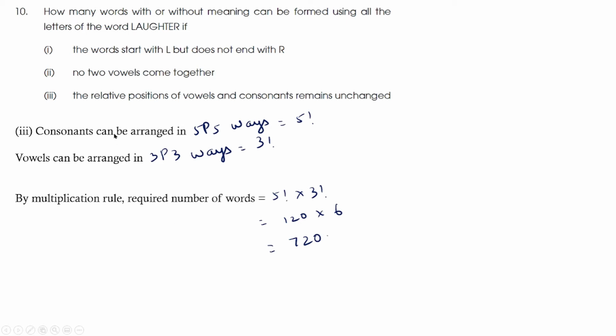So the number of words that can be formed using the letters of this word when the relative positions of vowels and consonants remain unchanged is 720.